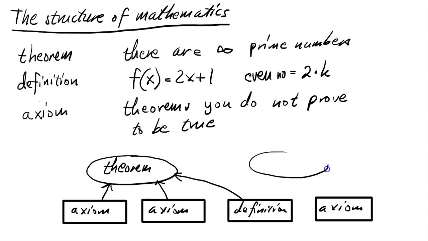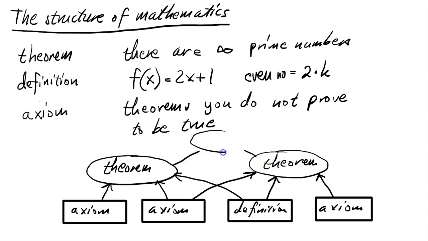Or you can have another theorem, and that could perhaps be proven by using that axiom and these 2 definitions, or these 2 axioms and this definition. And then maybe you can combine these 2 to prove another theorem. And in the proof of that, you also use an axiom or a definition. So you build up this tree of theorems, starting from some axioms and definitions. That is how mathematics is built up.